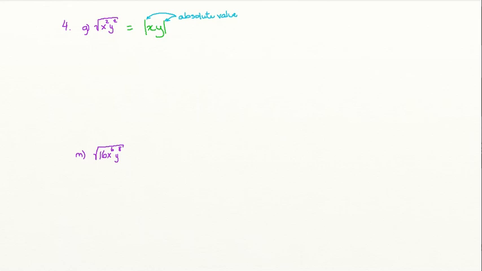Let's look at m. The square root of 16x to the 6th y to the 8th. Okay, so the square root of 16 is 4. So we know 4 times 4 is 16. The square root of x to the 6th, remember we need two groups, so it'll be x cubed. And the square root of y to the 8th is y to the 4th. Now if I'm double checking, we want all of these positive.